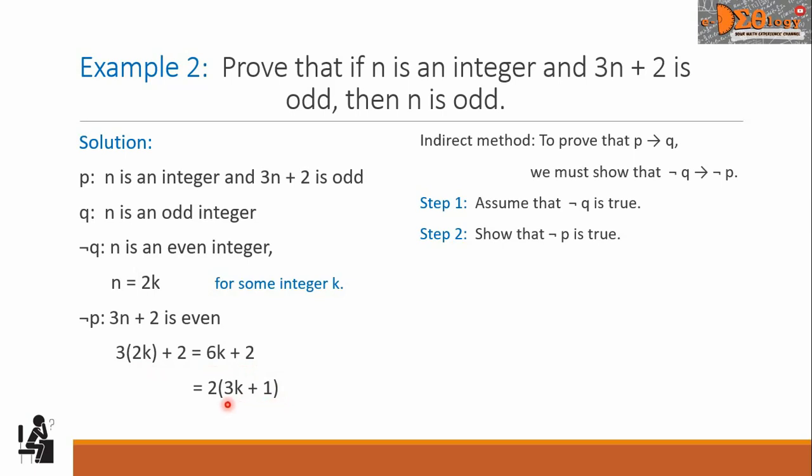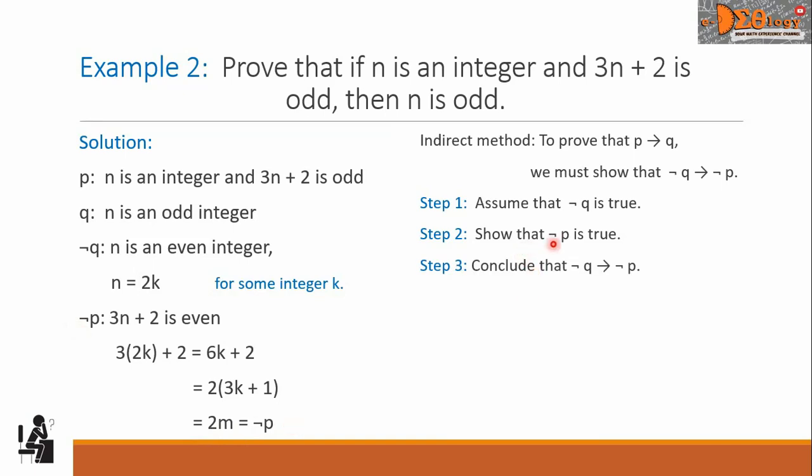We can simplify the 3k plus 1 by substitution using any variable. Let's say m. So 2 times m. This m is equal to 3k plus 1, and this value is an integer. We are able to show now that 3n plus 2 is equal to 2m, where this 2m is the general form of an even integer. And this is equivalent to the proposition not P.